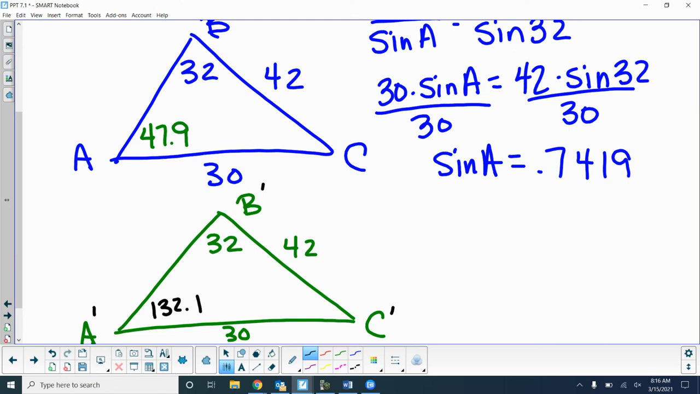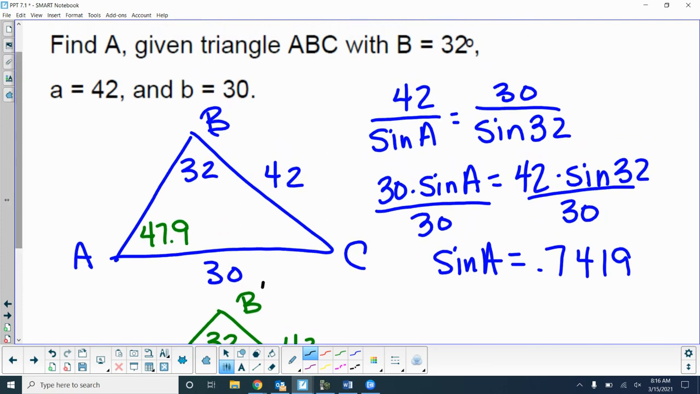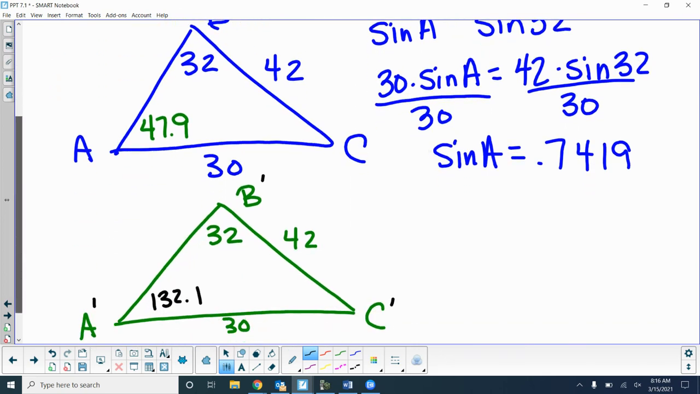Okay, let me go through this again when you get the second triangle. What we did is we found angle A to be 47.9. I found its supplement, which was 132.1, and I added 32 to that, which was 164.1. That's less than 180, so that told me there was a second triangle, which had this 132.1 for angle A. So these two are always supplements of each other, and then everything else is the same.